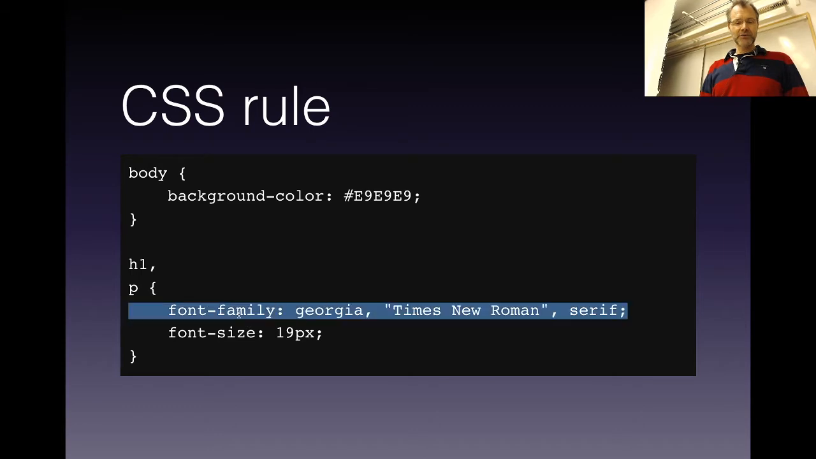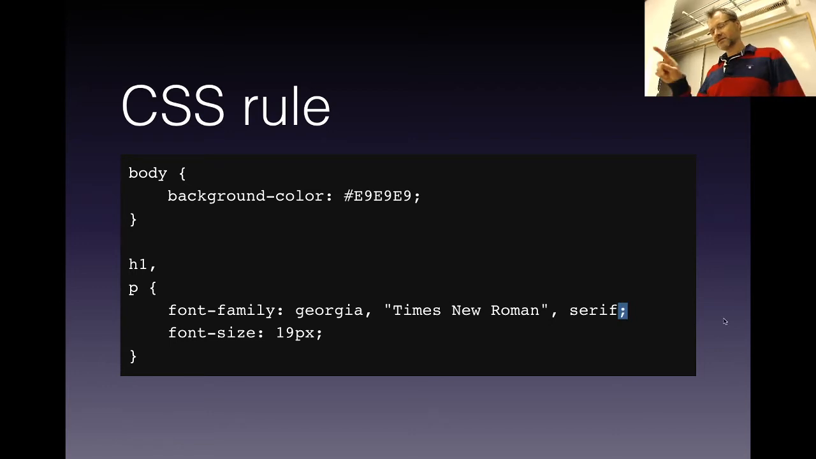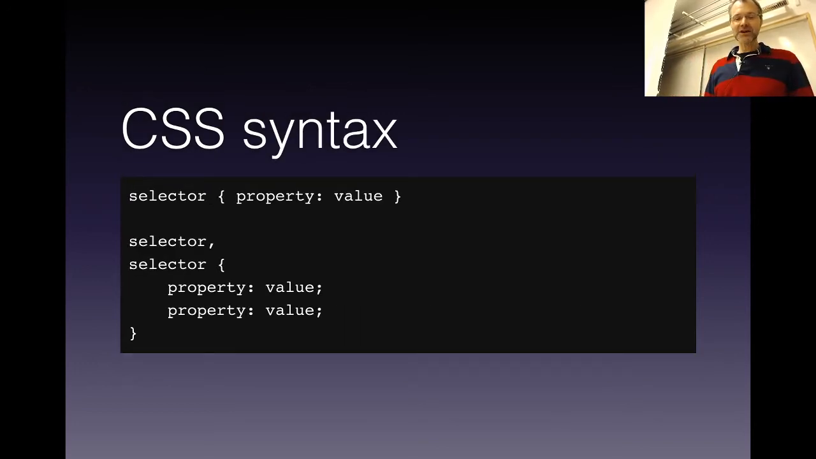And when I have many rules here in the rule set, I just add a semicolon at the end of it. Okay? So this is how it labels. Selector, property, value.